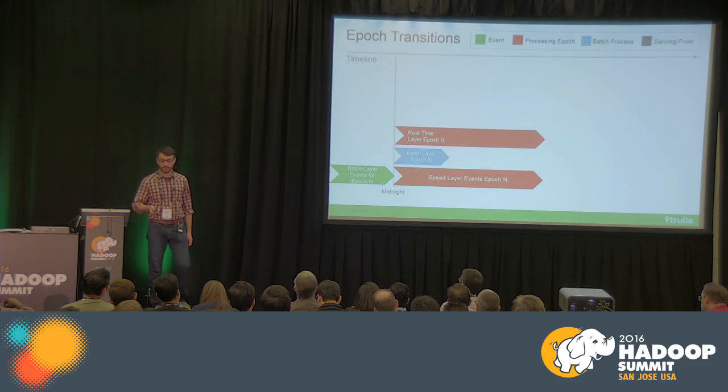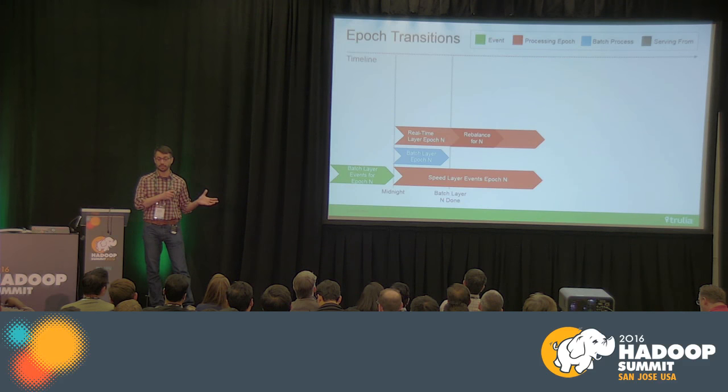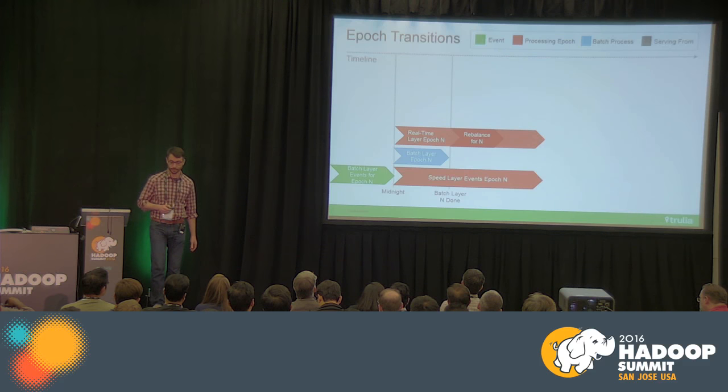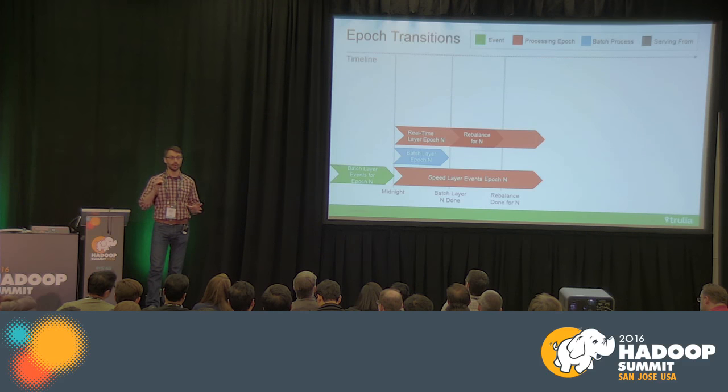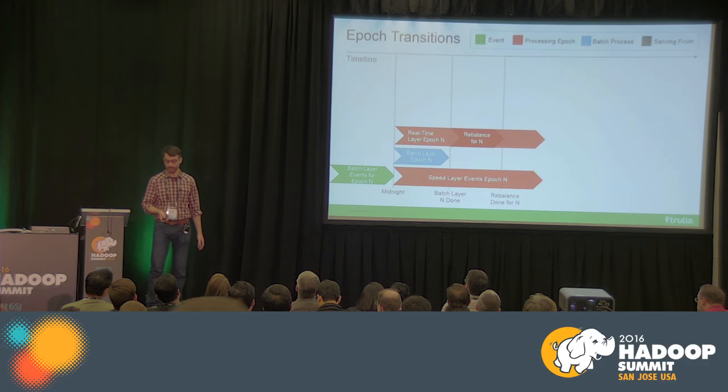At some point, after a few hours, the batch layer is done. So now we run our delta job, and that kicks off the rebalance in the real-time layer for epoch n. When this is done, then we know the new epoch is ready to be served. So we basically notify all our clients, and our serving layer now starts serving from the correct tables and the correct keys from Redis.